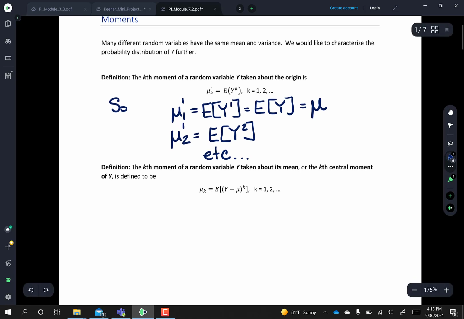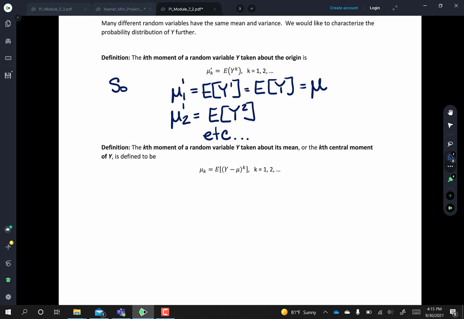We could also define the kth moment taken about its mean, and we call this the kth central moment. The difference here, notationally, is that we don't have the prime in the superscript. And in the definition, we're looking at the expected value of y minus its mean, to the kth power.